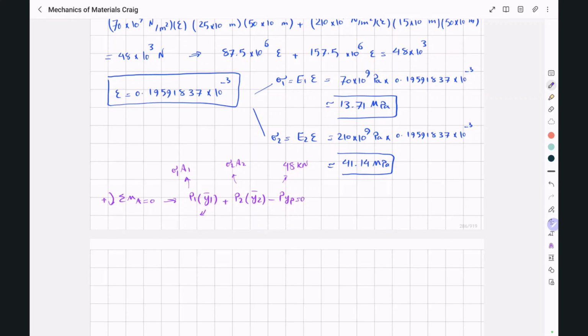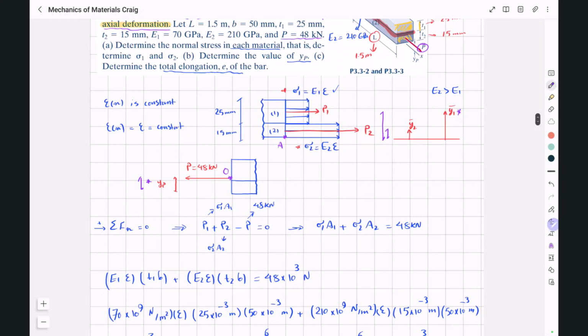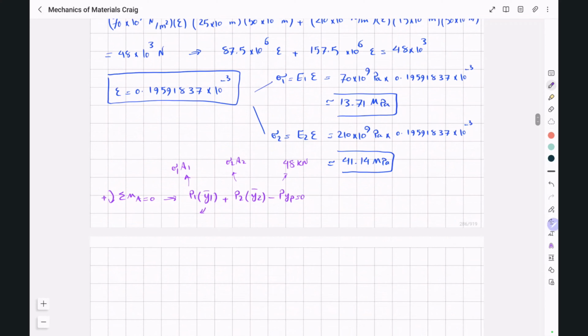Y bar 1 was this distance, which is 15 millimeters, plus this distance. And since the cross section of each of these bars is a rectangle, this distance is going to be in the middle of the section. So this will be 15 plus 25 divided by 2. And y bar 2 will be the middle of this length. So it's 25 divided by 2 plus 15 millimeters. And this one, 15 divided by 2 millimeters.